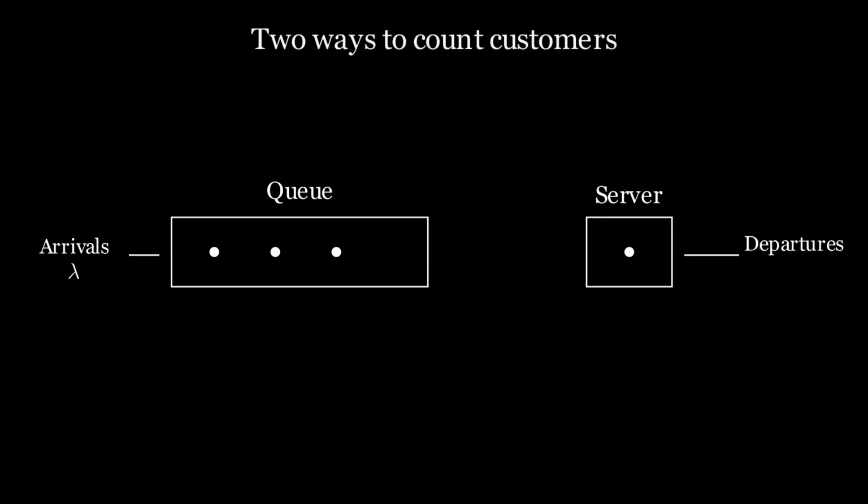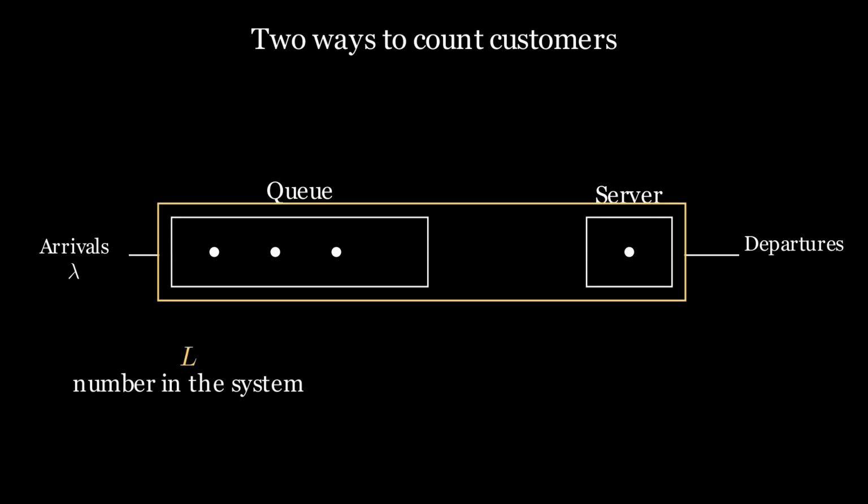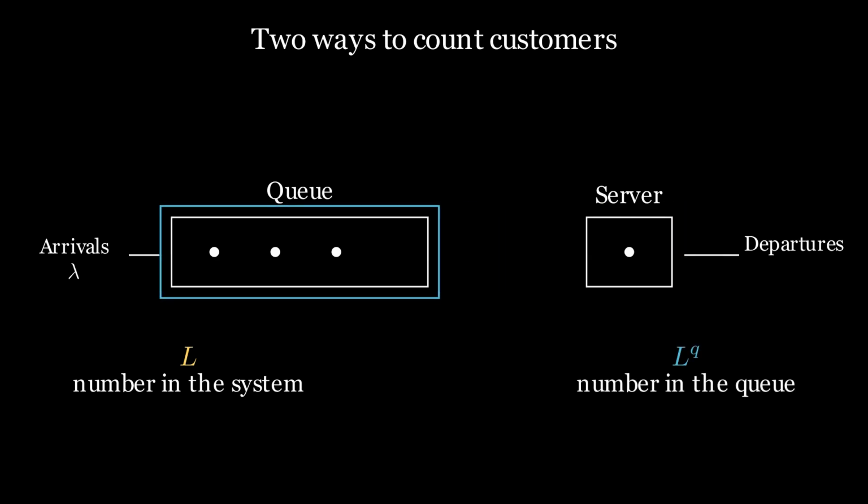There are two natural ways to count customers here. We can count everyone currently in the system, that means people waiting plus anyone being served, and then we can count only the people still waiting in the queue.